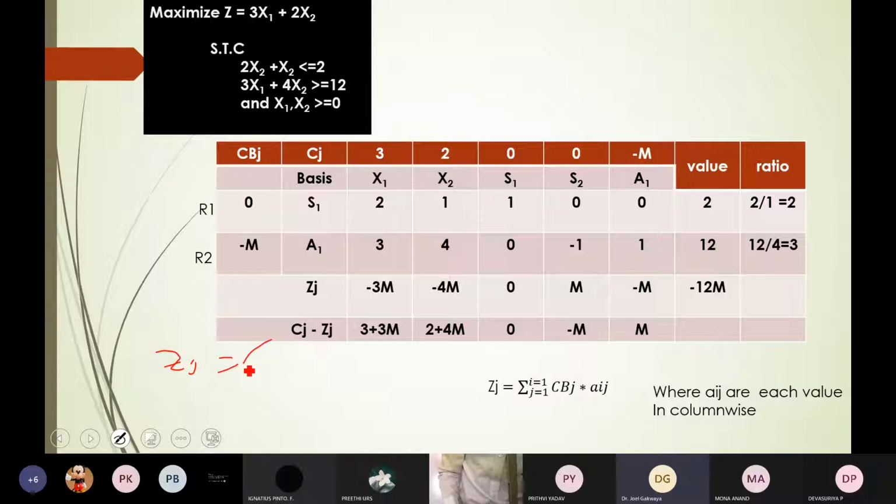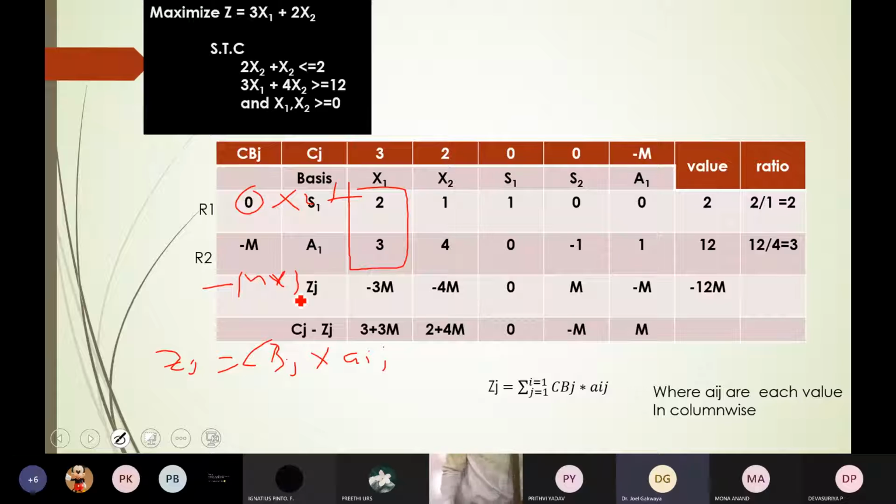Zj is equal to CBj into aij. For the first column, we go column-wise. We take CBj 0 into 2, plus minus M into 3. So that's what we get: minus 3M. For the second column, we do the same.